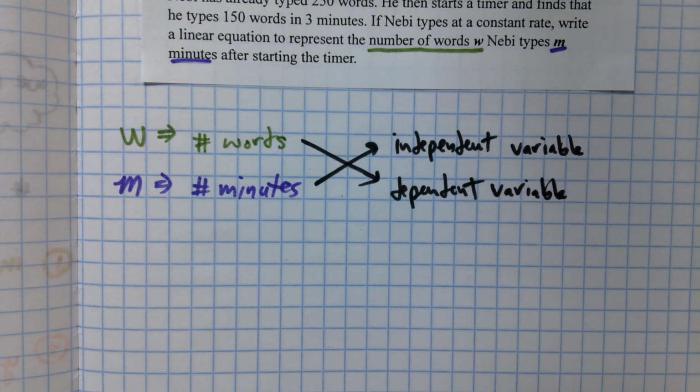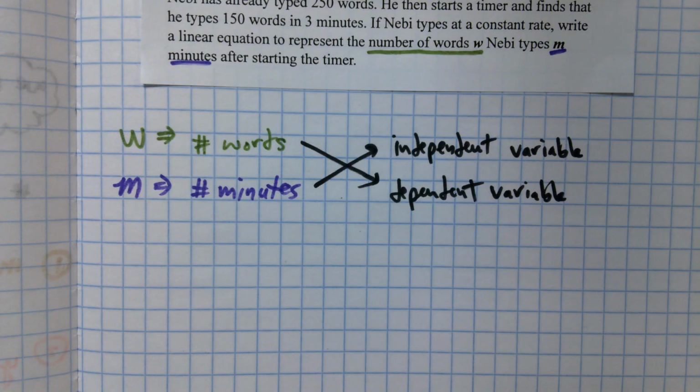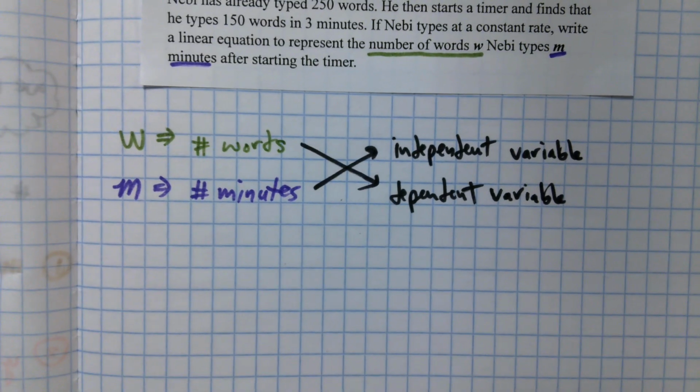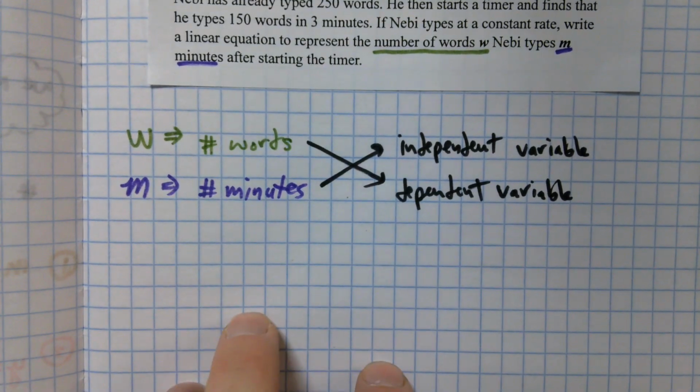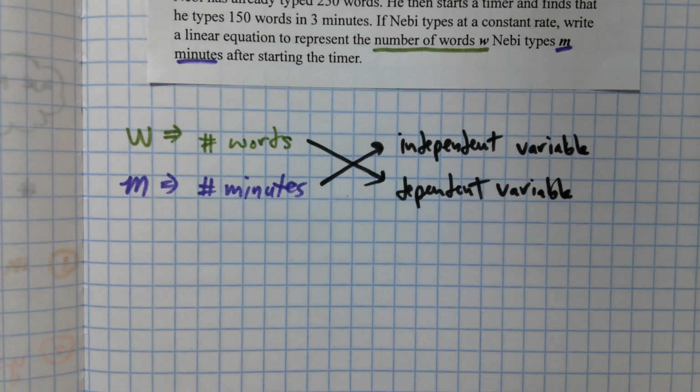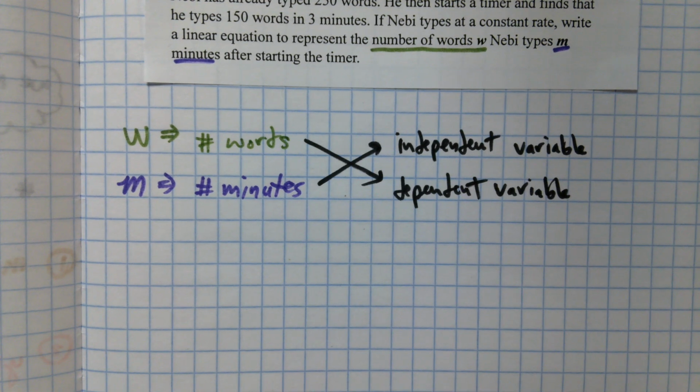All right? If you're being asked to identify which variable is independent and which variable is dependent, you really have to think about the context of the problem logically. Because if you look at it from both angles, it doesn't make sense for the amount of minutes that go by to depend on how much I'm typing. Right? If I'm typing super fast, time doesn't start speeding up. Right? So it only makes sense the other way.